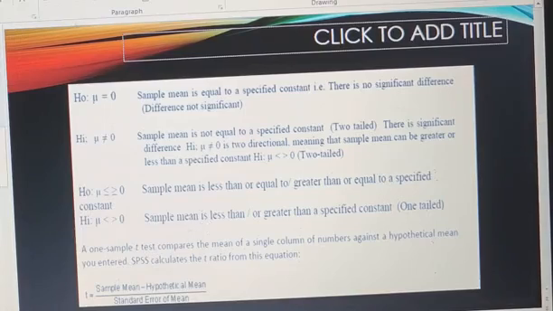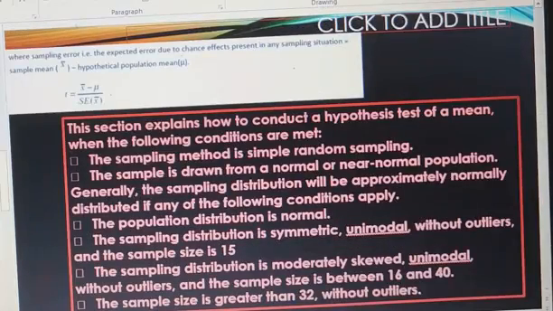A one-sample t-test compares the mean of a single column of numbers against a hypothetical mean you entered. SPSS calculates the t-ratio from this equation, where the sampling error, i.e. the expected error due to chance effects present in any sampling situation, equals sample mean minus hypothetical population mean.